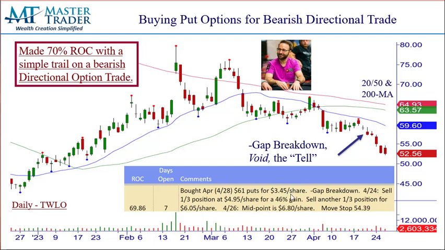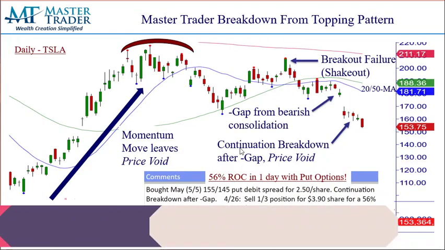So notice we're only paying $3.45 a share to have this bearish position, which is going to increase in value as the stock falls. Because remember, we have a contract allowing us to sell it at this fixed $61 price. And we give the technical setup, of course. It's a bearish gap breakdown. Then we give a stop loss and management in between. So just using a very simple trail, we were able to book almost 70% return with long puts as a directional option trade.